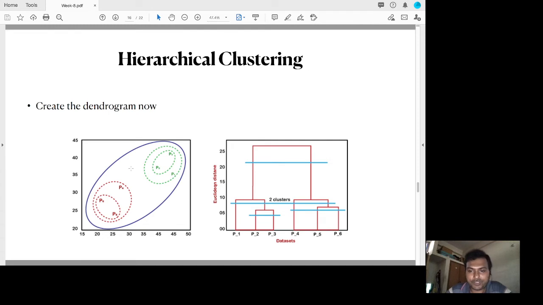Got it, sir. That means this purple color is just showing the symbol of similarity, not forming another cluster. Exactly. It's just showing a similarity, that all of the points which are within this ellipse belong to the same cluster. That's it.